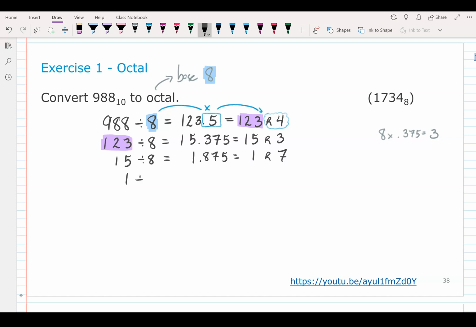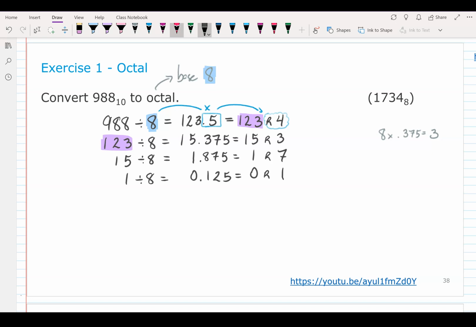I'll do the same thing again. What's 1 divided by 8? Well, 0.125. Let me fix that 0. And what's an eighth of 8, or 0.125? 0, remainder 1. 8 times 0.125 is 1.